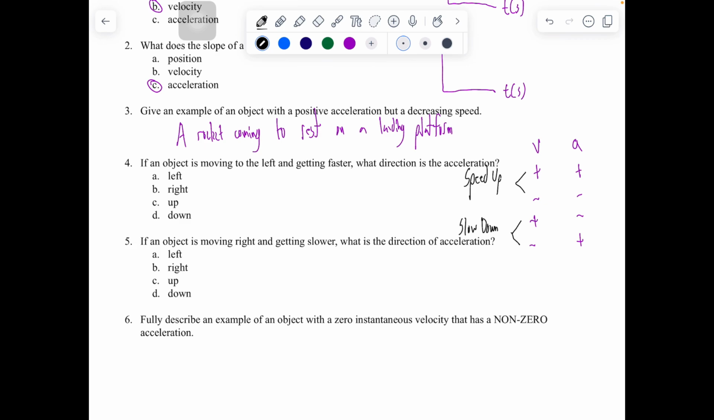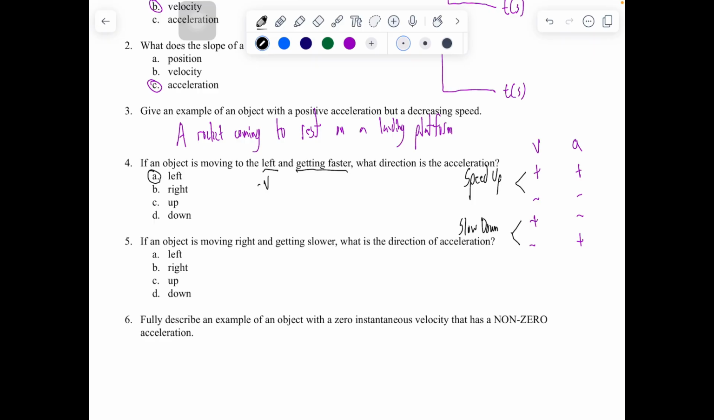So we know we're getting faster. This means the velocity and the acceleration have to point the same direction. So if the object is moving to the left, since we have a negative velocity, and the acceleration must be in the same direction, we must have a negative acceleration. So that would be leftwards.